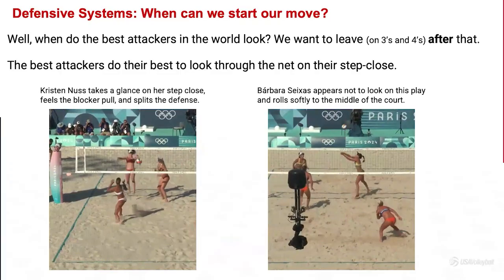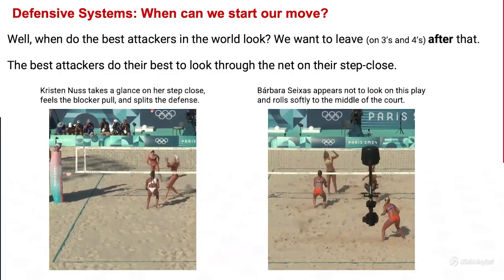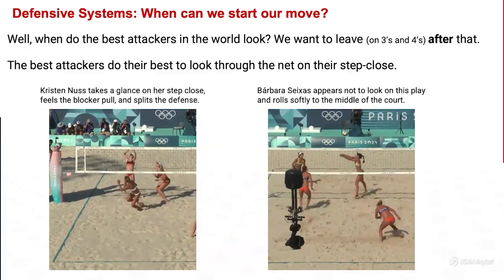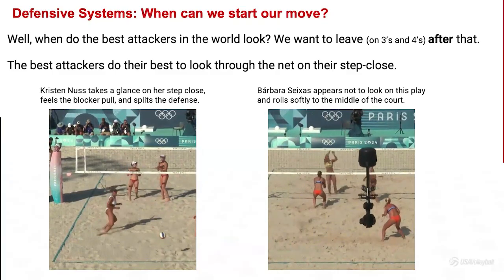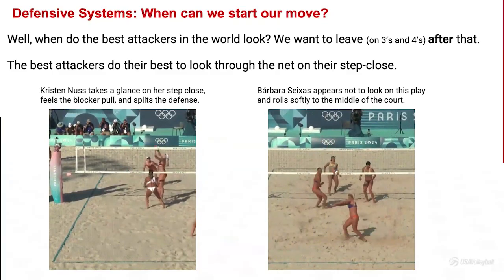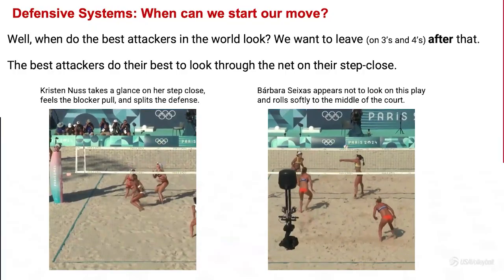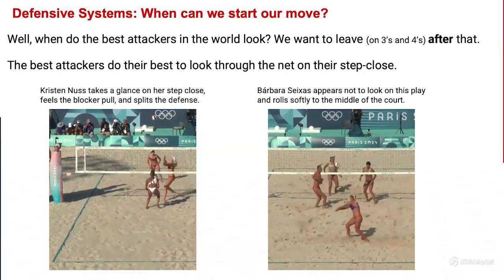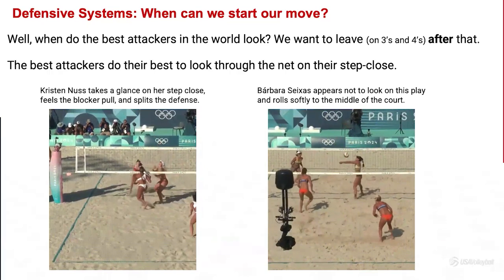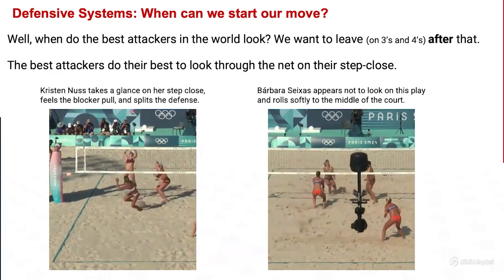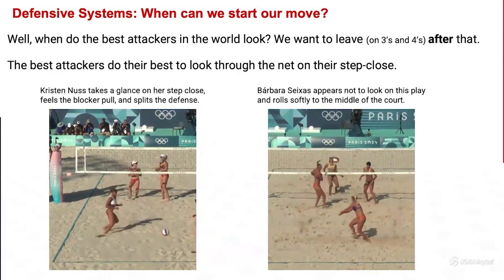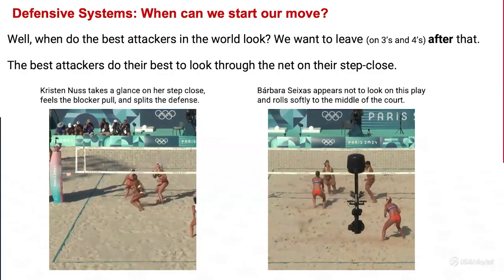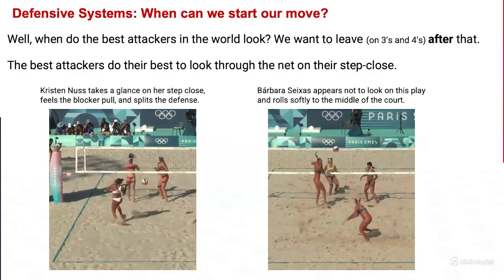So one takeaway: to make things as defensively challenging as possible for your opponent, do your best to practice looking through the net on your step close. If you can just get a glance for a second, it helps slow things down for you and makes your decision making a little bit easier. If you can't, bring your chin down and look through, see if we can take a look out of our peripheral vision as we start to jump up into our attack. But since we're talking about defensive systems, I would encourage you as a defender to be looking for that in your opponent.